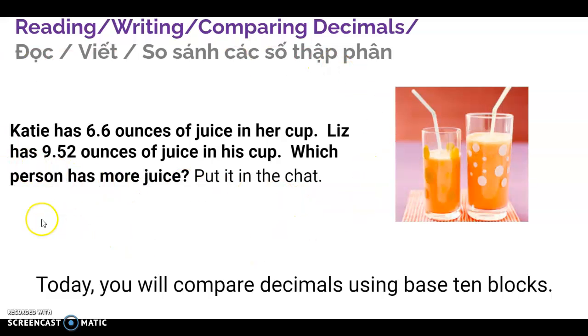Who had more? So here's the scenario. Katie has 6 and 6/10 ounces of juice in her cup. Liz has 9 and 52/100 ounces of juice in his cup. Which person has more juice? Okay.